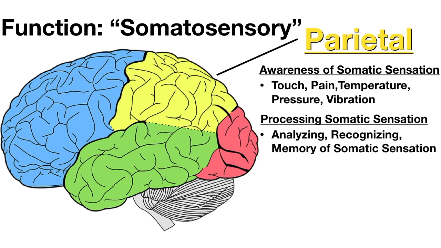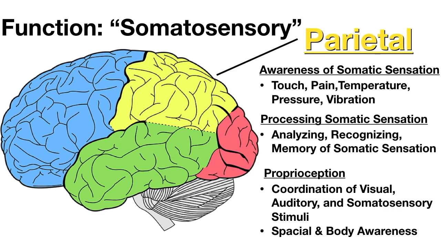It's also going to be involved in processing and analyzing this information, as well as storing it as memory so we can recognize it in the future. Lastly, we're going to talk about proprioception with the parietal lobe. This is the coordination of all the sensory stimuli so we can develop spatial and body awareness. Just like what we saw with the frontal lobe, there are specific cortical areas within the parietal lobe that correlate with these functions, and we're going to talk about those now.